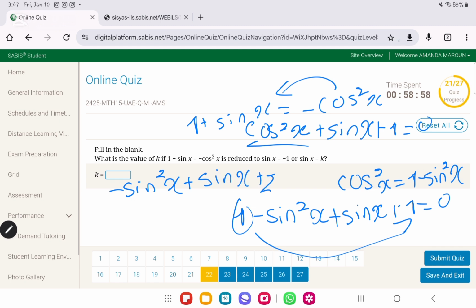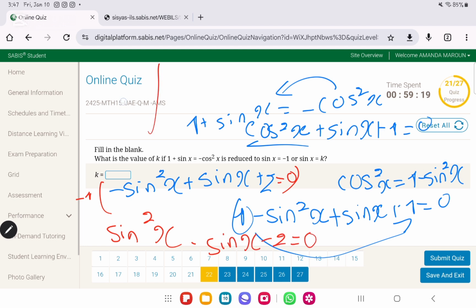Now, personally, I do not like to see anything other than 1 in front of the sine. So I will multiply it all by minus 1, because it's equal to 0, we can multiply it by minus 1. Then it becomes sine squared x minus sine x minus 2 is equal to 0. Now what gives us a product of minus 2 and a sum of minus 1? Very simply, it could be minus 2 times 1 and minus 2 plus 1. So our answer is (x minus 2)(x plus 1).